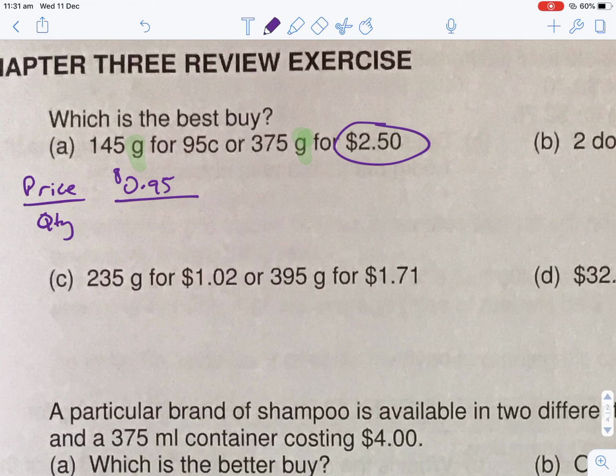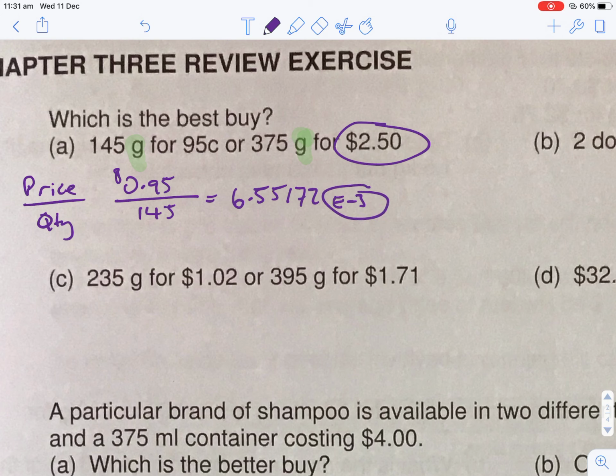So 95 cents divided by the 145 grams, and that's going to give me, let's pop that into my calculator. Now watch this, in your calculator, what is it going to say? It's going to say 6.55172, and so on. That's going to go on for a bit, and it's going to put an E with a -3. And people look at that and go, good Lord, I've got no idea what's going on.